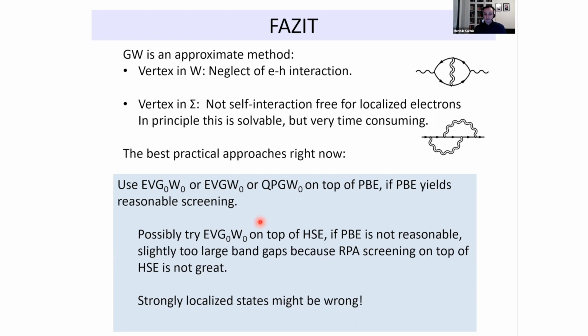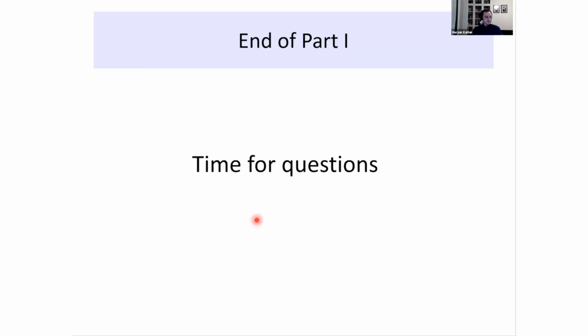However, if the screening is not that good, you could try to do GW or single shot GW on top of a hybrid. Okay, but bear in mind, strongly localized states are probably still wrong. So that means strongly correlated systems are probably still wrong.